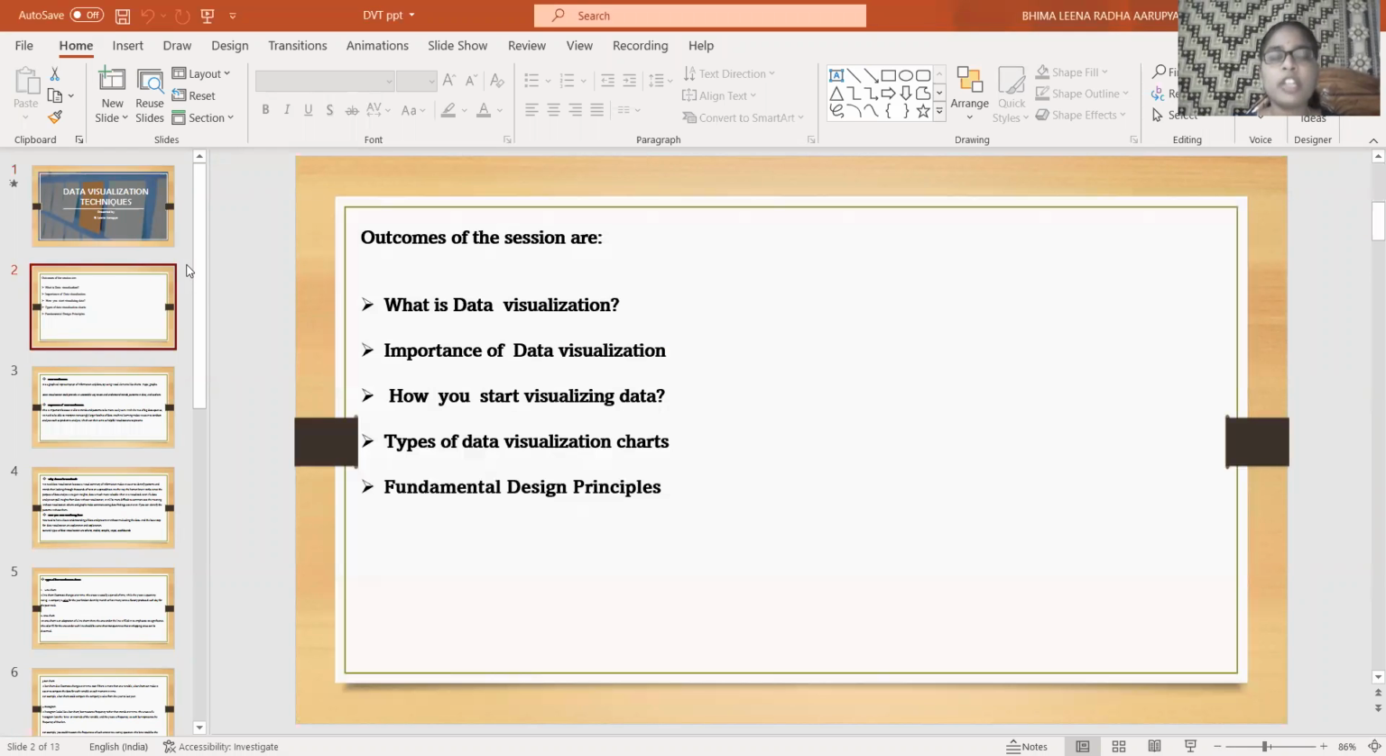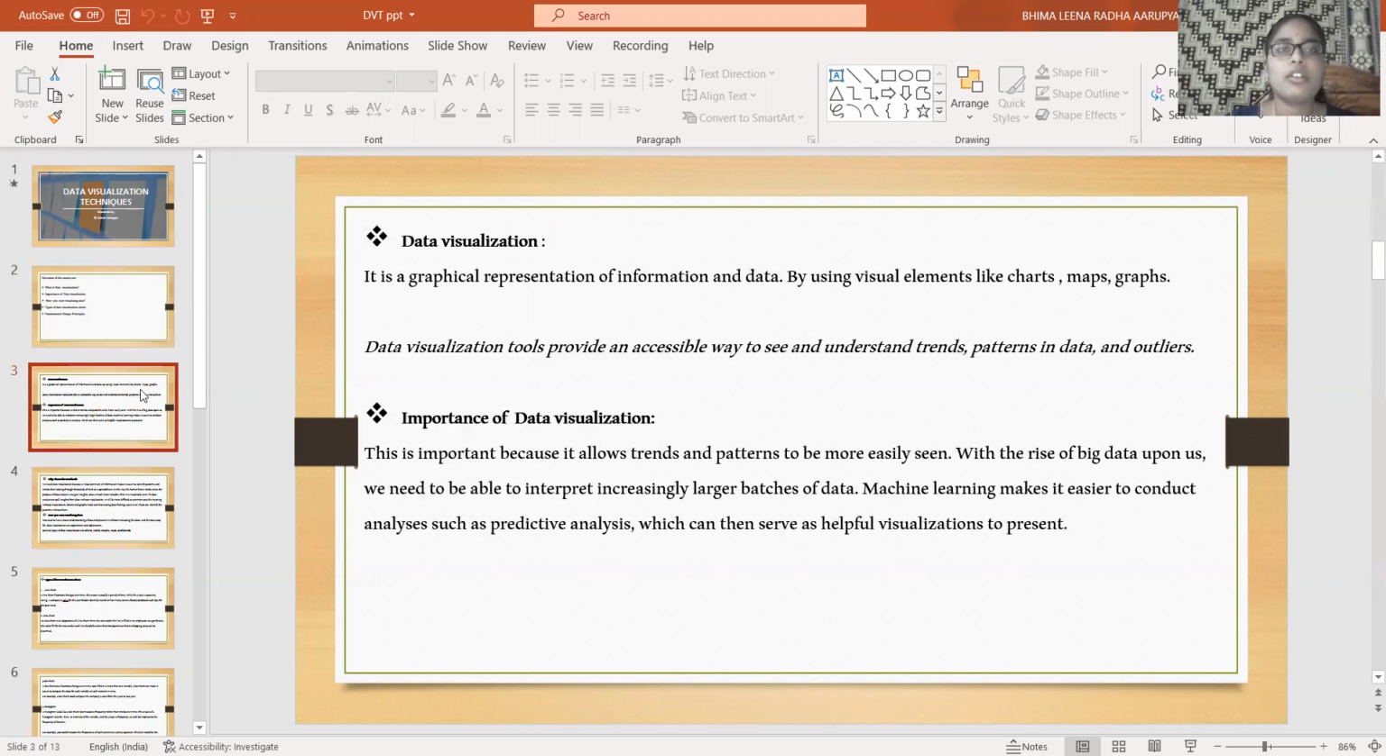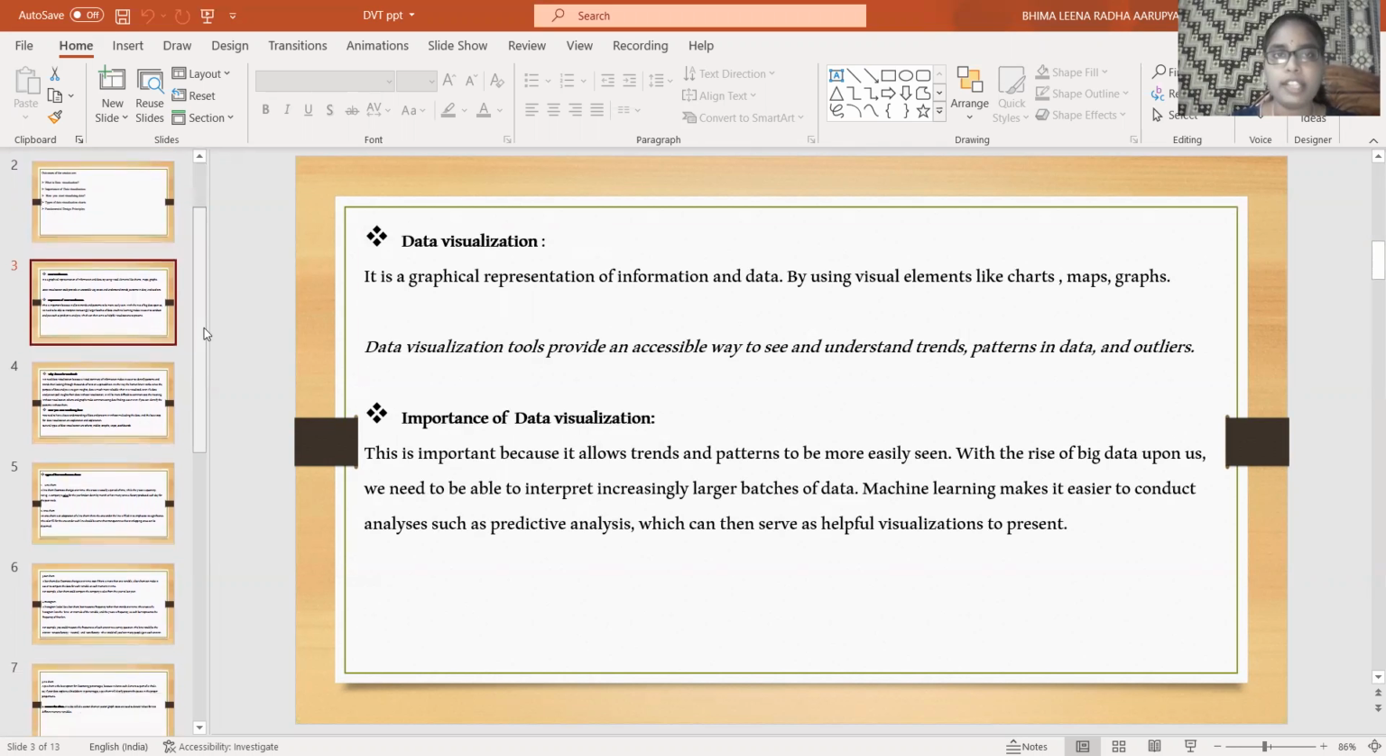First, mainly we will look into the outcomes of this section. Firstly, we will look into what is meant by data visualization and the importance of data visualization, how you start visualizing the data and why data should be visualized, types of data visualization charts, and fundamental design principles of data visualization.